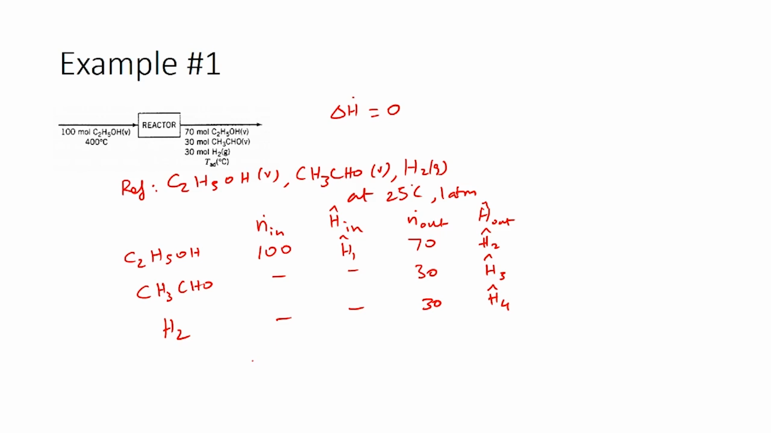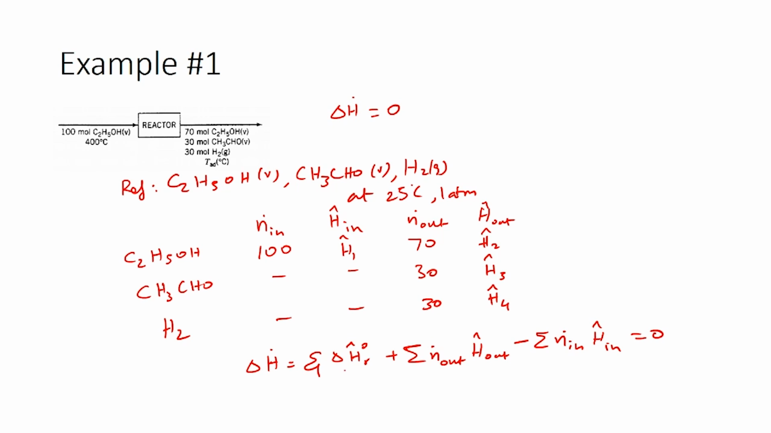So, your delta H dot would actually be equal to xi times delta HR plus sigma of N out dot H cap out minus sigma of N in dot H cap in. So, this value would be equal to 0.